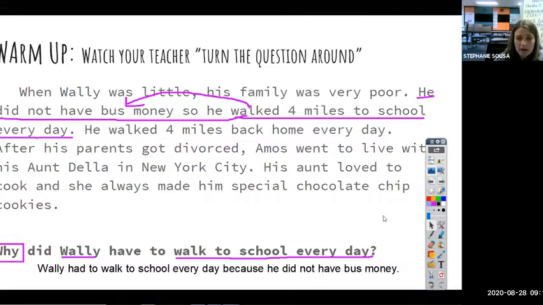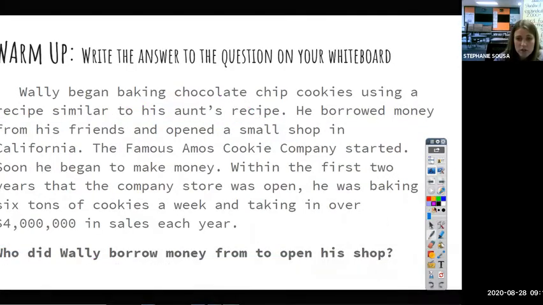Let's take a look at our last example. And again, if you have questions, this is a great time to ask them. Our first step is to read that question, who? This is a who question, so I'm looking for a person because this is a text about people. Who did Wally borrow money from to open his shop? So Wally borrowed money and it was to open his shop. So we don't care who Wally borrowed lunch money from. We care about who Wally borrowed money from to open his shop.